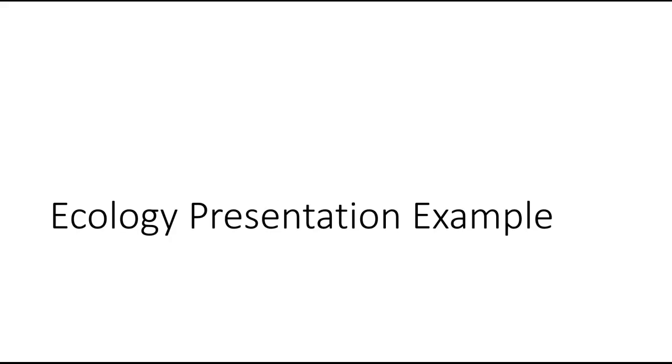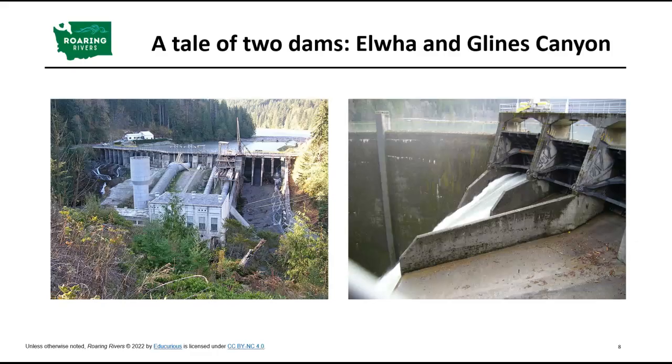All right, so I promised you that I would do a presentation example of what this might look like. So here goes nothing. All right, so this is a tale of two dams, the Elwha and the Glines Canyon Dam. And both of these dams were on the Elwha River and were located in Olympic National Park. We're going to pretend that they're still there, that the last of them wasn't removed a little over a decade ago.